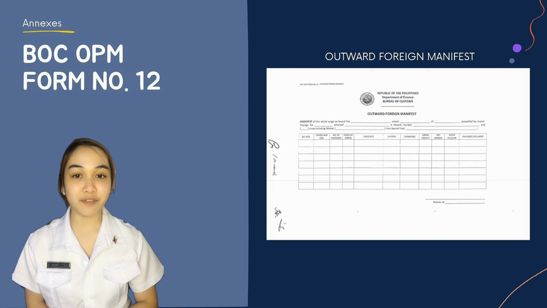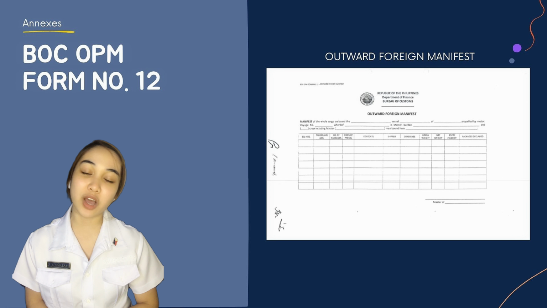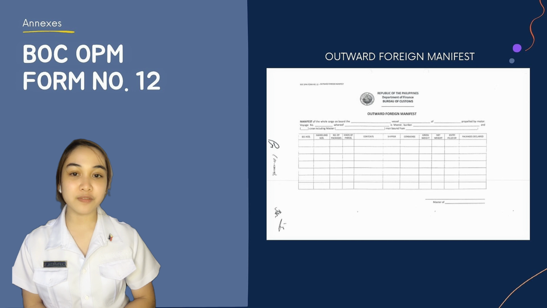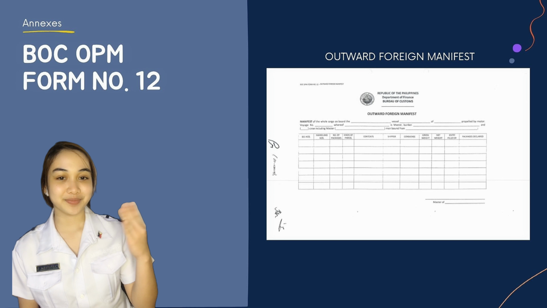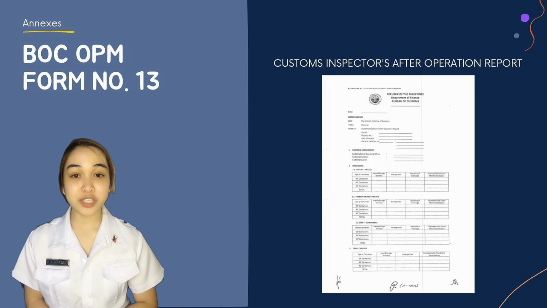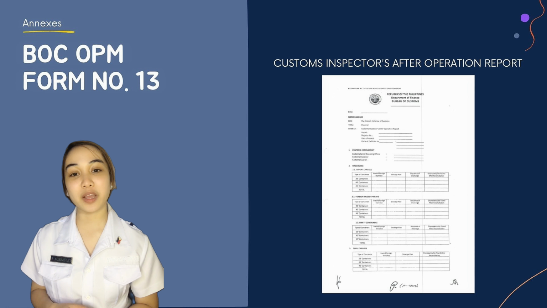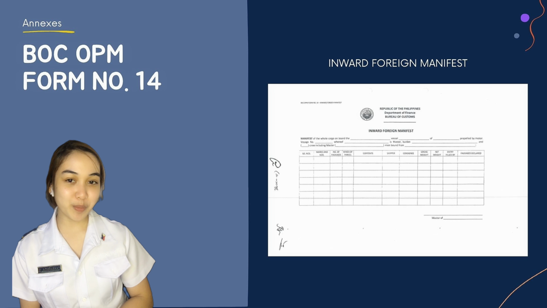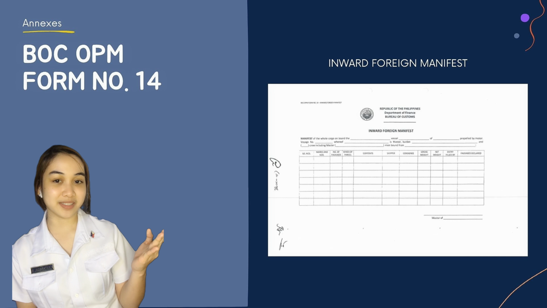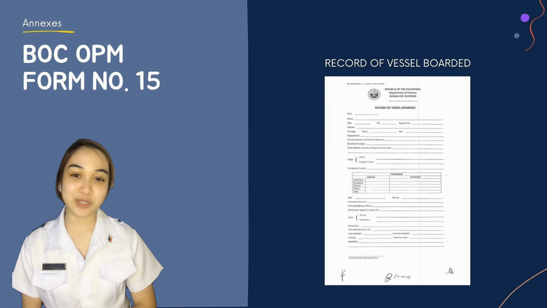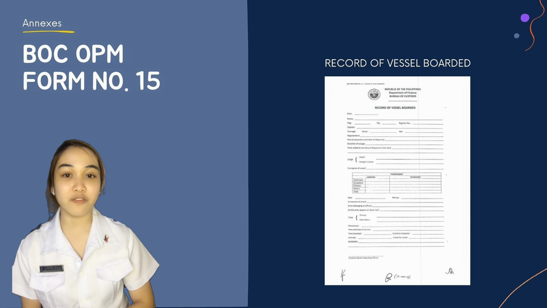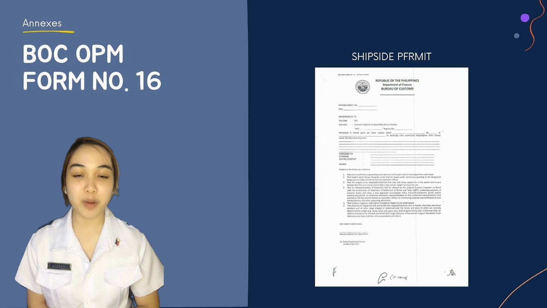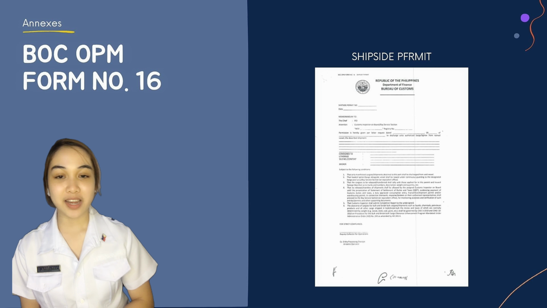BOC-OPM Form Number 11, Oath of Master to Foreign Vessel Clearance Without Passengers. BOC-OPM Form Number 12, or the Outward Foreign Manifest. BOC-OPM Form Number 13, the Customs Inspector After Operation Report. BOC-OPM Form Number 14, the Inward Foreign Manifest. BOC-OPM Form Number 15, the Record of Vessel Boarded. And lastly, the BOC-OPM Form Number 16, or the Shipside Permit. Here's what it looks like.